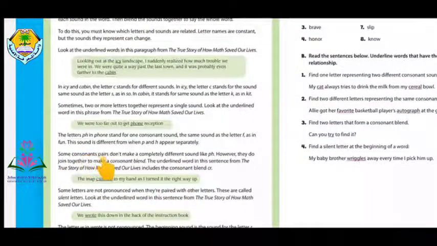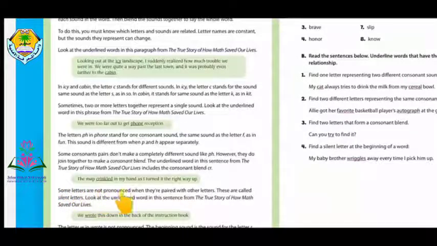Some consonant pairs don't make a completely different sound like F for P and H. However, they do join together to make a consonant blend. The underlined word in this sentence from The True Story of How Math Saved Our Lives includes the consonant blend cr. The map crinkled in my hand as I turned it the right way up. So, criminal, corrupt, right? Crunchy.